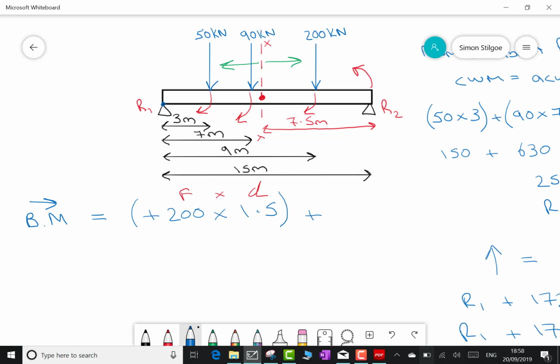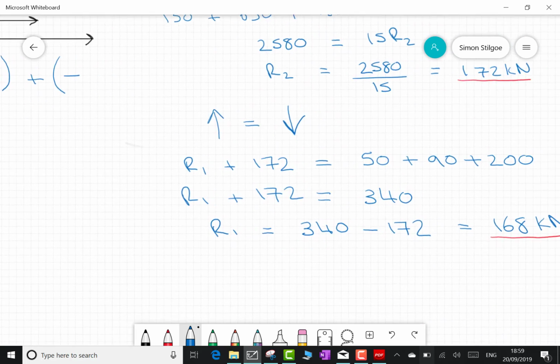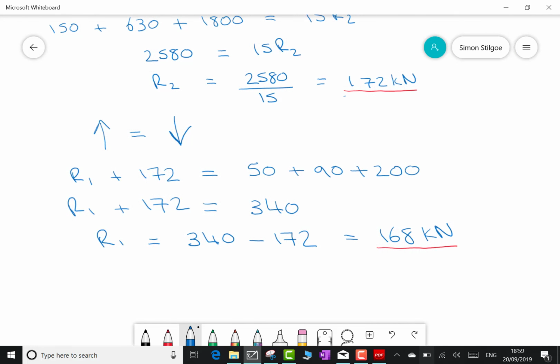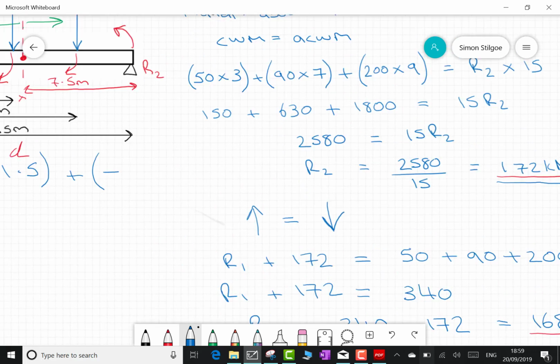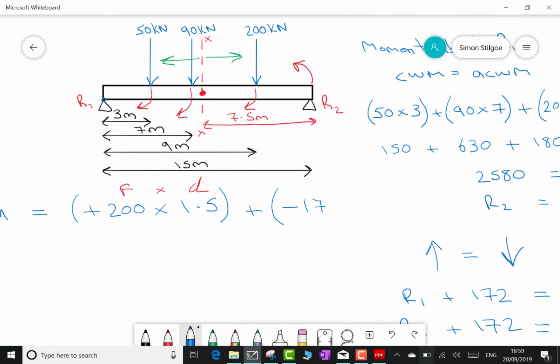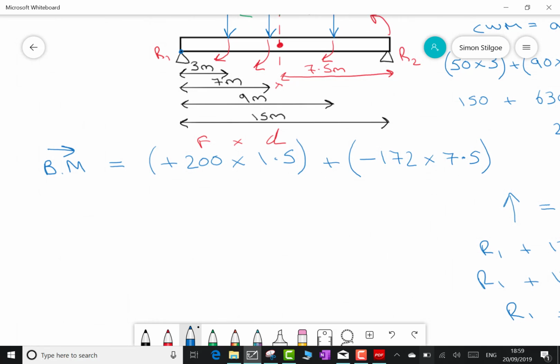Let's now add that to our next one. Our next moment is going to be the R2, but you can see on my diagram it would be turning anti-clockwise with respect to section XX. Anti-clockwise ones get given a negative sign, and we found R2 earlier. R2 was given as 172 kilonewtons. So let's put that into the equation: 172, and now multiply that by the distance from R2 back to section XX. That's easy. It's halfway across the beam, and half of 15 is 7.5. So there's my equation right there.